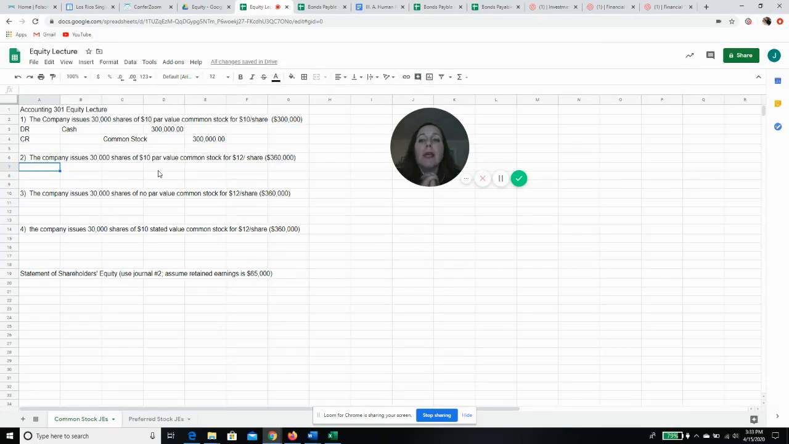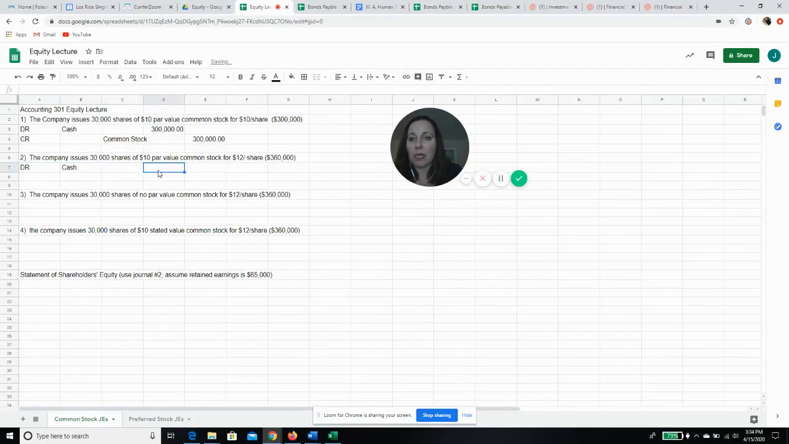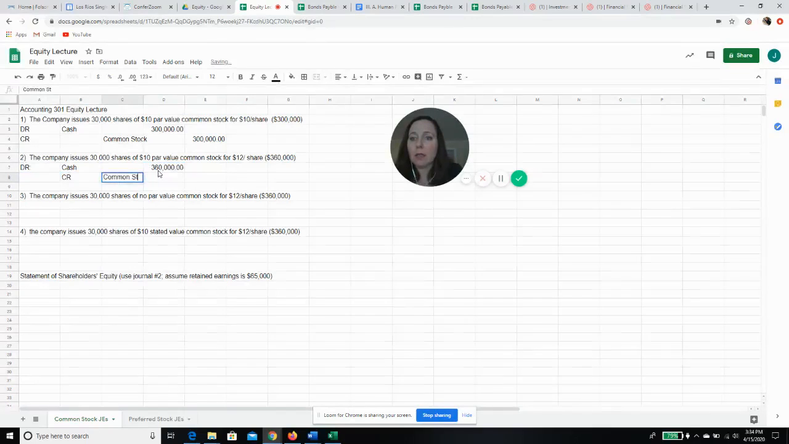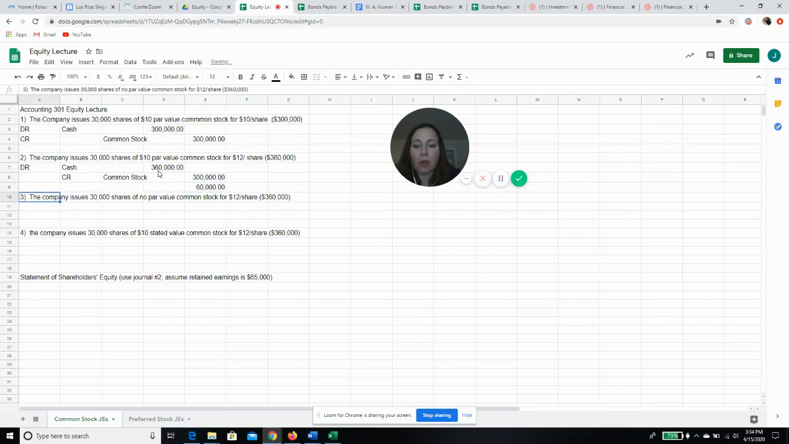The next example, the company issues 30,000 shares of $10 par value common stock, but this time they issue it for $12 a share. We're issuing above par value. So our journal entry, we're going to debit cash for the amount of cash we received. In this case, it's $360,000. We are going to credit common stock for par value, which is still $300,000. And we know our debits need to equal our credits, so we know we have another entry for $60,000.